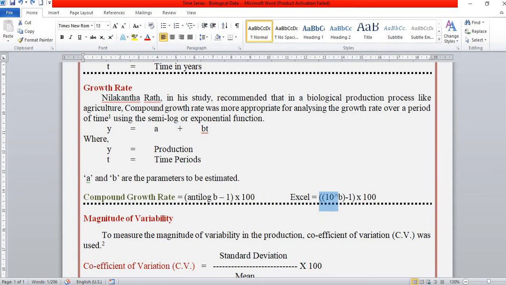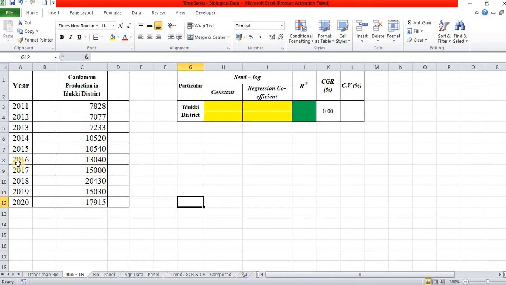Let us move to the data. Here is the cardamom production in Idukki district. I have taken 10 years data between 2011 and 2020. The production goes on increasing and decreasing. When we read this figure, the trend is growing. It shows a growing trend.